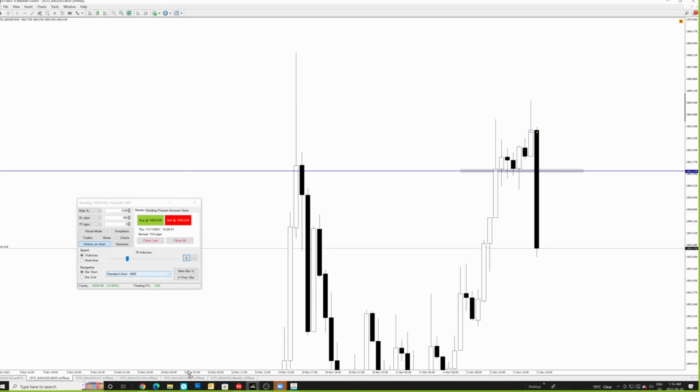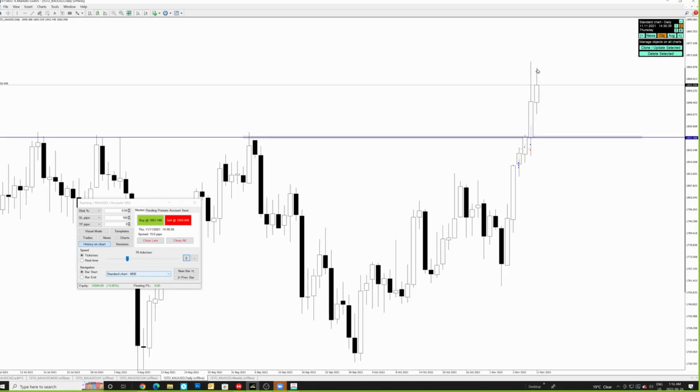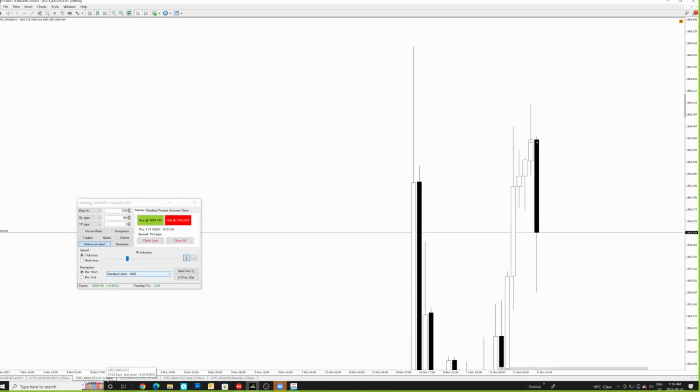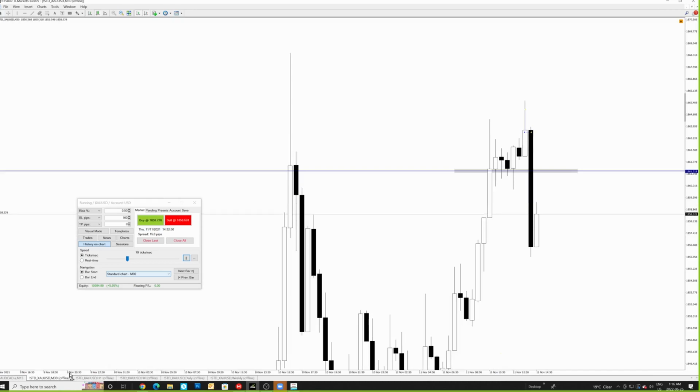Let's take a look on the daily here. Daily, oh yeah, daily is also rejecting that candle. 4-hour candle is also coming down. 1-hour candle is also coming down, leaving a big wick. Wow, here we have the 30-minute candle forming now. We broke below the support.